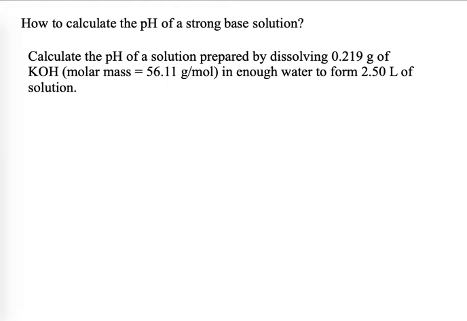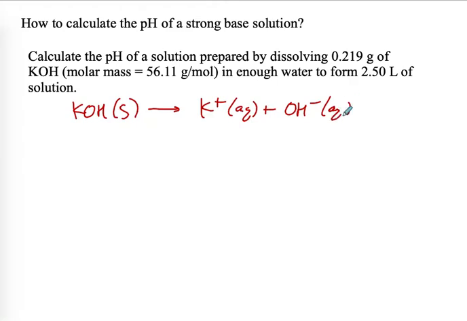So in this problem, we are given a certain amount of potassium hydroxide, dissolved in enough water to make a certain volume of solution. So let's calculate the hydroxide ion concentration, from which we will calculate the pH. Let's begin by writing out an equation to represent the dissolution and dissociation of potassium hydroxide. Solid potassium hydroxide dissolves and dissociates in water to form the potassium cation plus the hydroxide anion.